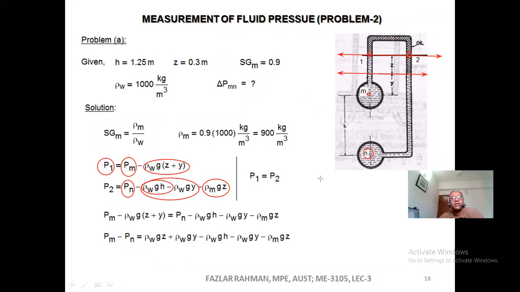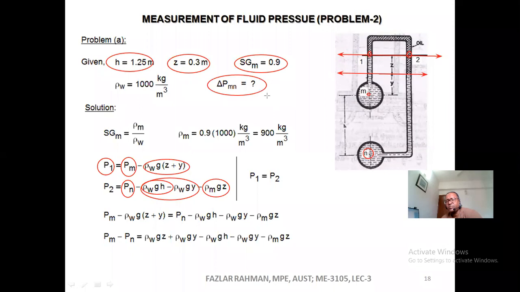Very simple. Before that, you figure out the data: H is equal to this much, Z equal to this much, specific gravity of the manometric fluid is this much, rho of water is this much, and figure out what the pressure difference between the two tanks, PMN, equals. Then you solve the problem.